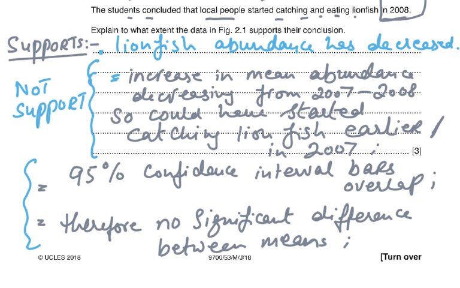Look at what supports it: lionfish abundance has decreased. What does not support it: the increase in mean abundance is decreasing from 2007 to 2008, so people could have started catching lionfish earlier, in 2007. And then the 95% confidence interval bars overlap, therefore there is no significant difference between means.